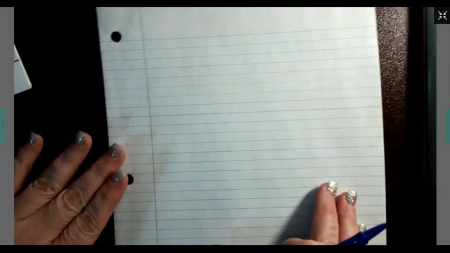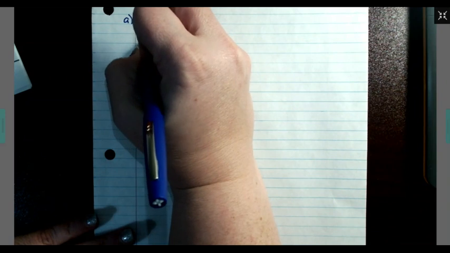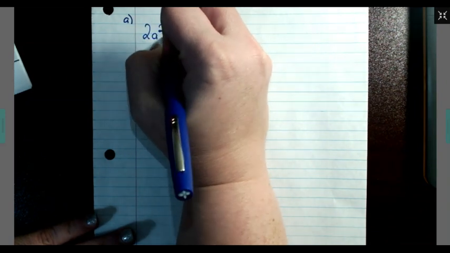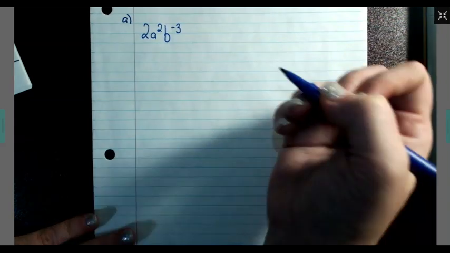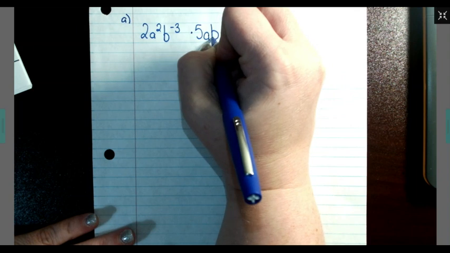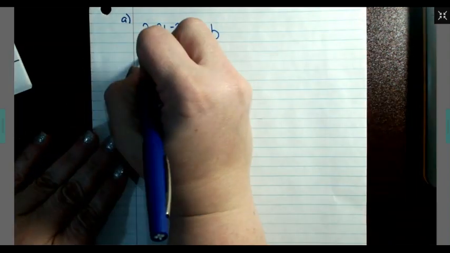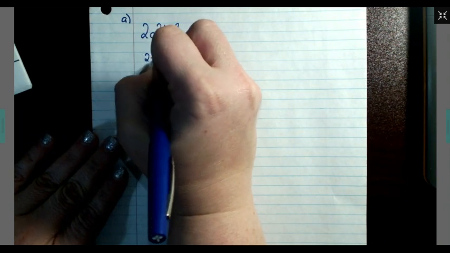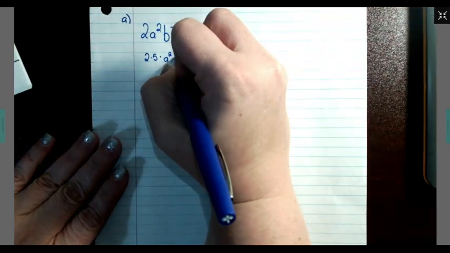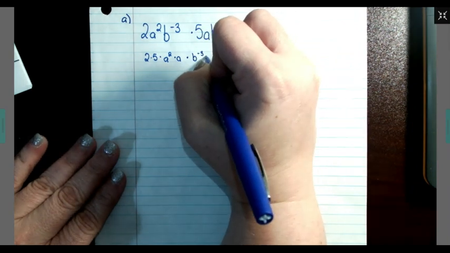Again, I'm going to do this on another piece of paper. So I'm going to do A was 2a squared b to the negative third power times 5ab. Now remember, we want to group our items together. So we're going to do 2 times 5, a squared times a, and then we got b to the negative 3 times b.